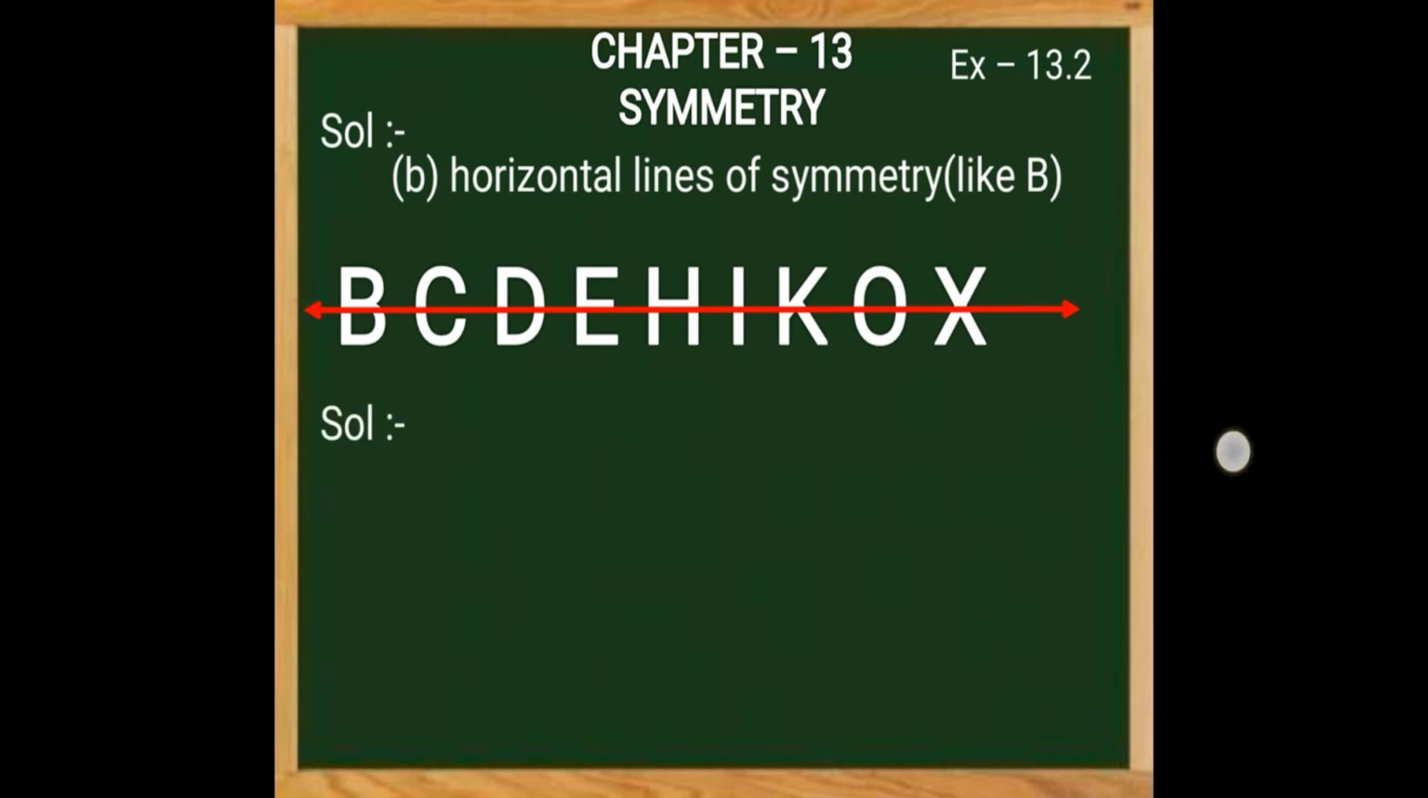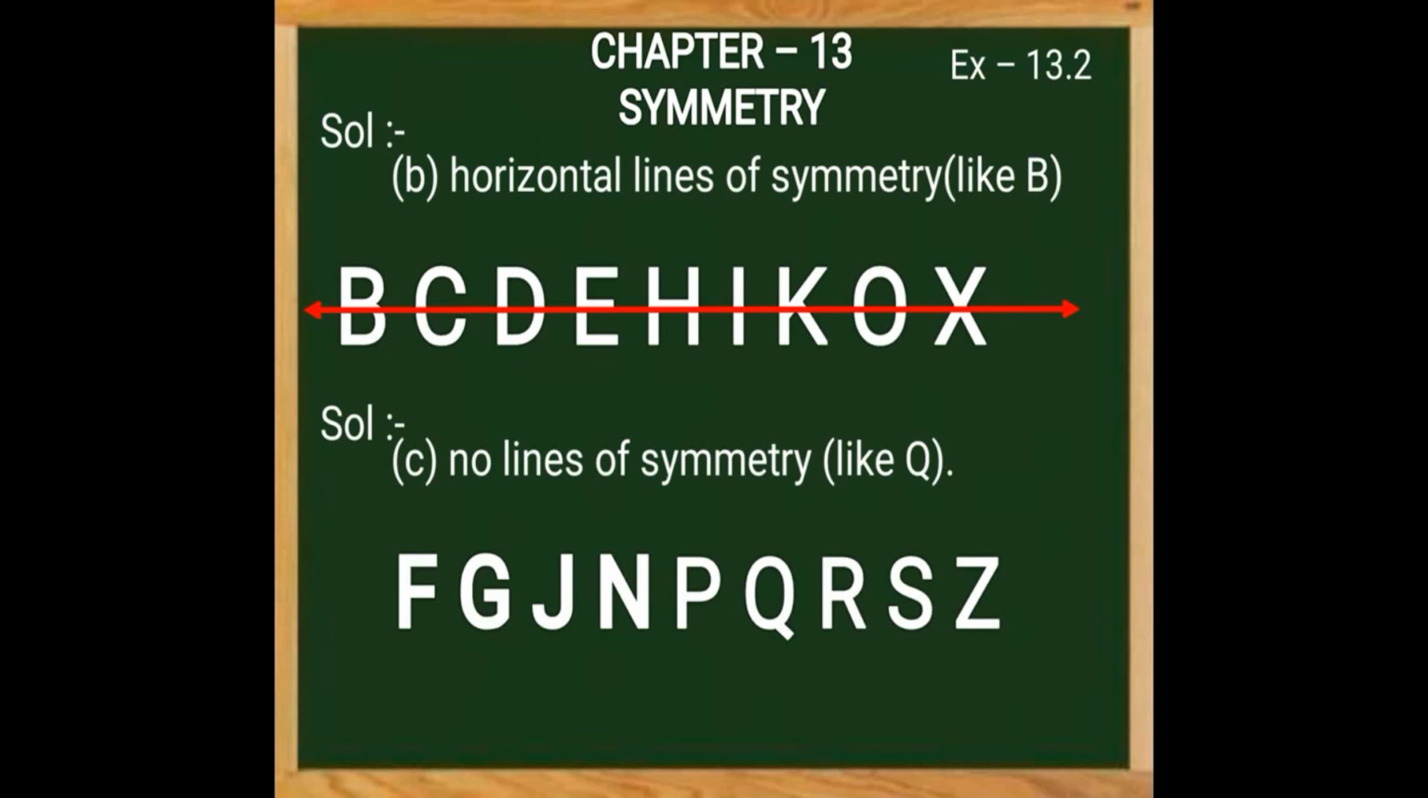Coming to the C part, it says you have to trace those alphabets which have no line of symmetry like Q. So among the alphabets, we have F, G, J, N, P, Q, R, S and Z. These are the alphabets which do not have any line of symmetry.